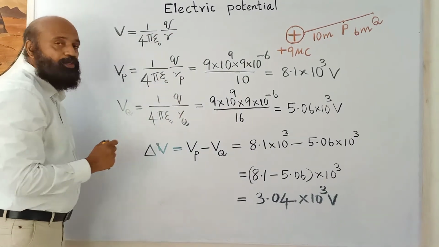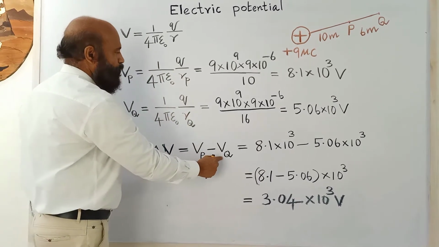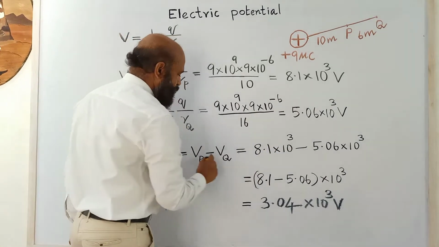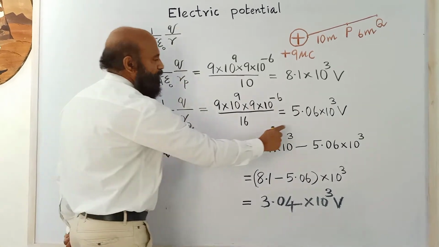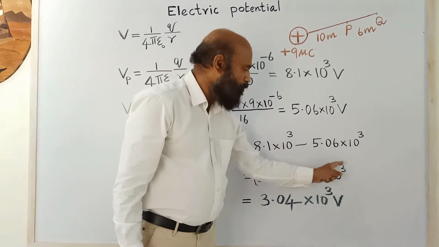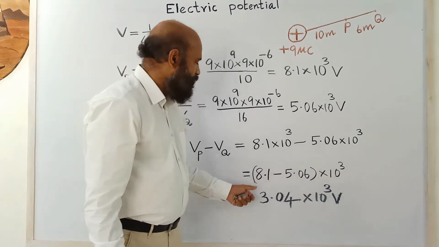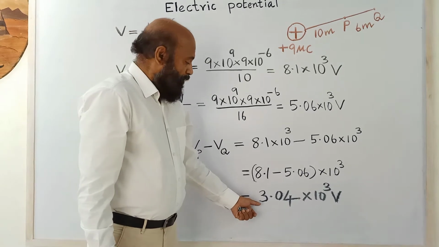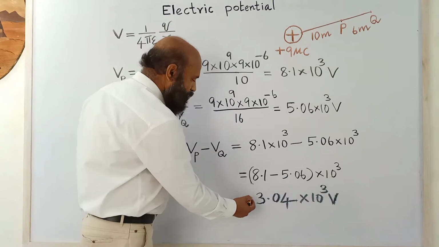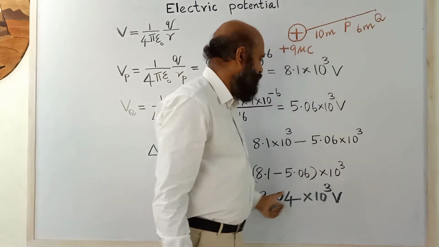Now the potential difference between the points P and Q, delta V, is equal to Vp minus Vq. Vp is 8.1 into 10 raised to 3, then minus Vq, 5.06 into 10 raised to 3. You can take 10 raised to 3 outside, then (8.1 minus 5.06) into 10 raised to 3. After subtracting this, you will get 3.04 into 10 raised to 3 volt. So this is a positive value. The potential difference is a positive value.